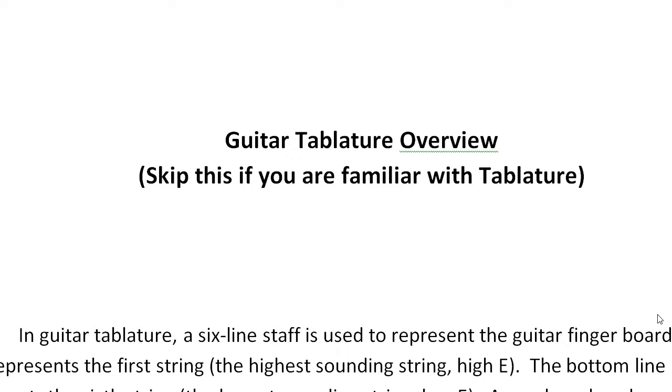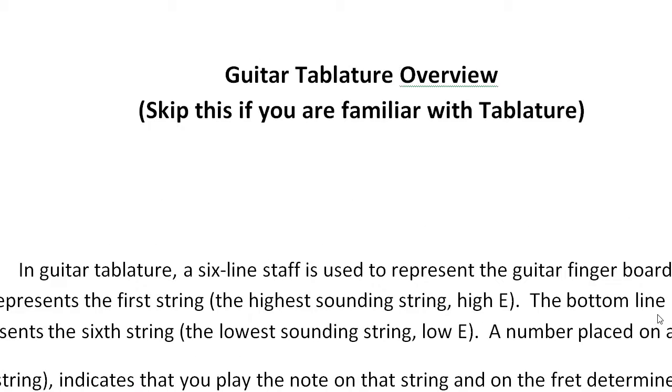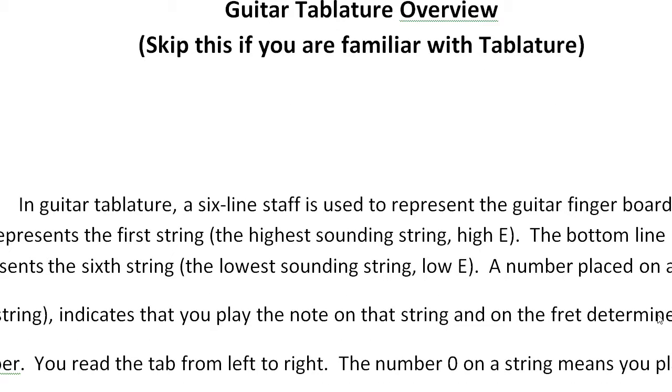So you can read through this in guitar tablature. A 6-line staff is used to represent the guitar fingerboard. The top line represents the first string. That's the highest sounding string and the thinnest string on your guitar. The bottom line represents the 6th string, the lowest sounding string, or the low E.